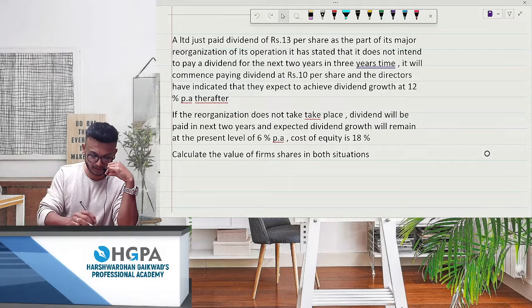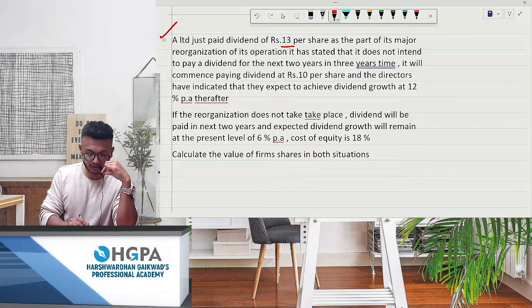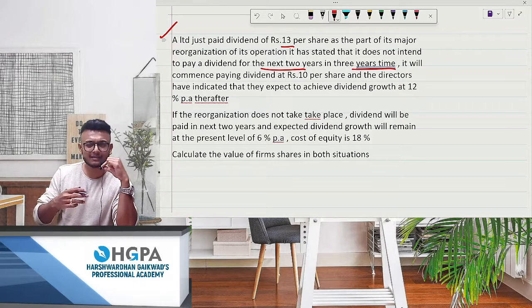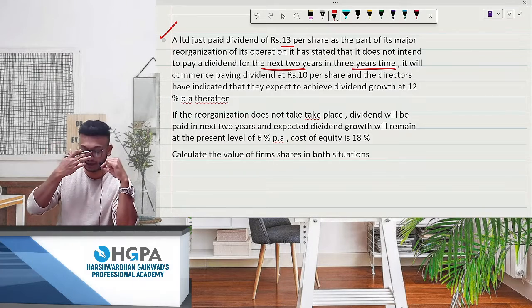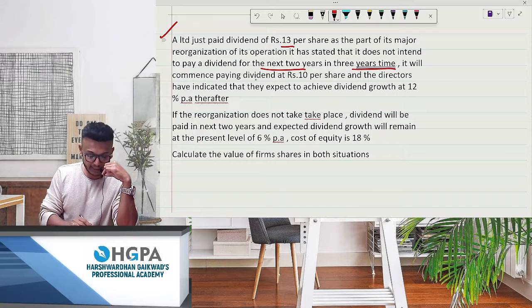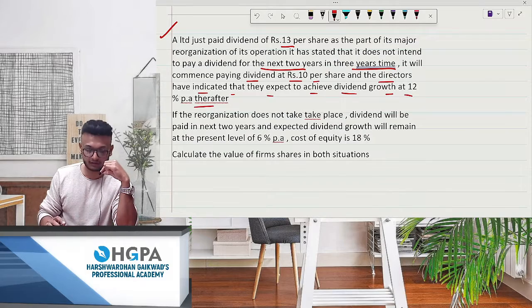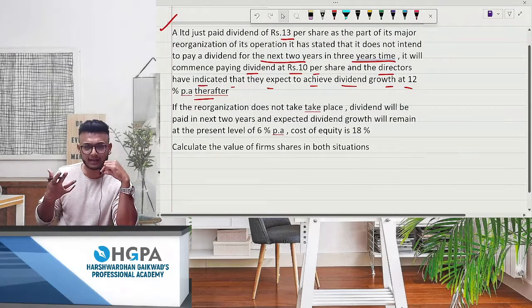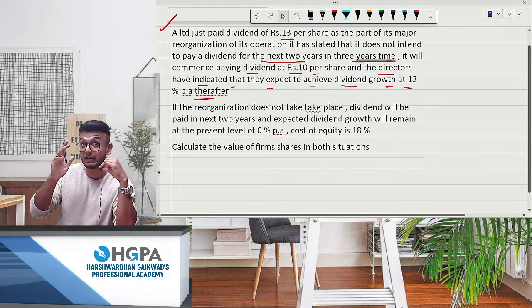Now first, A Limited just paid a dividend of 13 per share. As a part of its major reorganization of its operation, it has stated that it does not intend to pay dividend for the next 2 years; in 3 years' time it will commence paying dividend at 10 per share, and directors have indicated that they expect to achieve dividend growth at 12% thereafter. So basically, this company is going through restructuring. They're telling us they don't intend to pay dividend in the next 2 years.